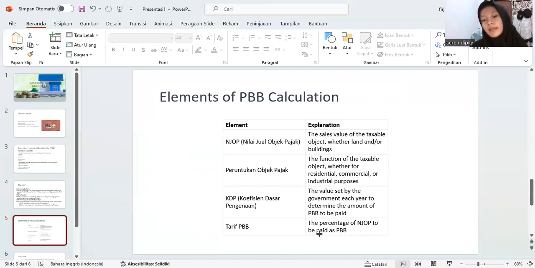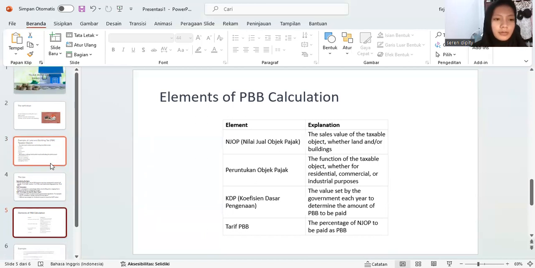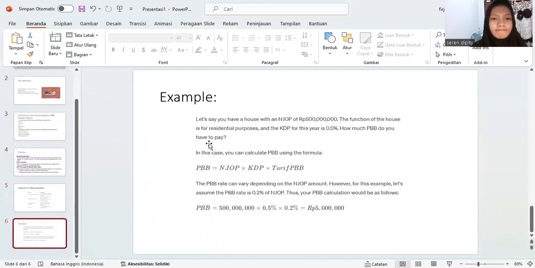The last one is the PBB rate, the percentage of NJOP to be paid as PBB. And if you know the elements, here's an example of PBB. Let's say you have a house with an NJOP of 500 million rupiah. The function of the house is for residential purposes, and the KDP for this year is 0.5. How much PBB do you have to pay?